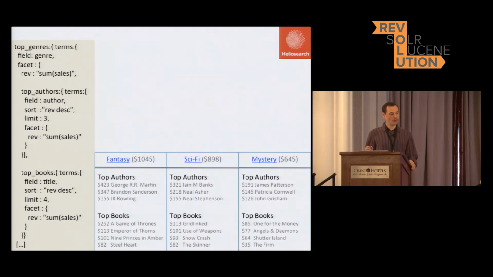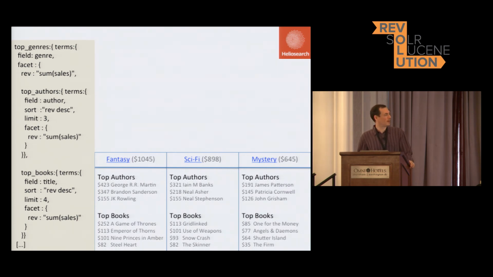So, now for the bottom part of our application, we start off with a genre terms facet. So we're doing another terms facet on the genre field. We're asking for revenue, the sum of sales, and then we have sub-facets, terms on the author field, and we're asking for revenue, the sum of sales, and we're sorting by revenue descending to get just the top ones and limiting it to 3.